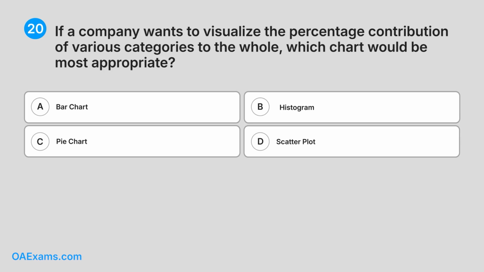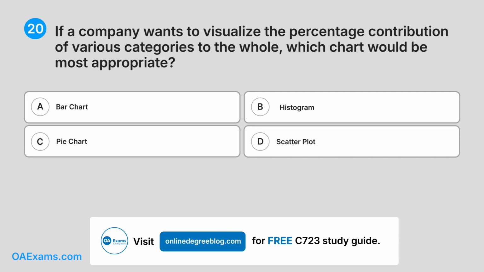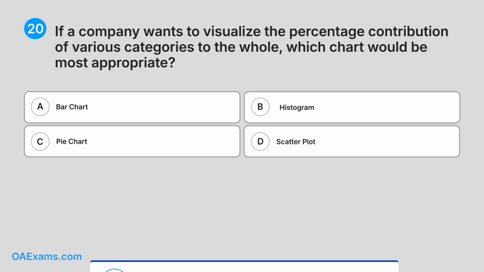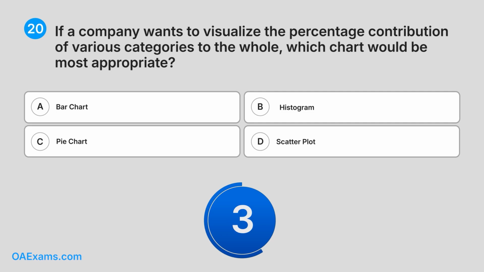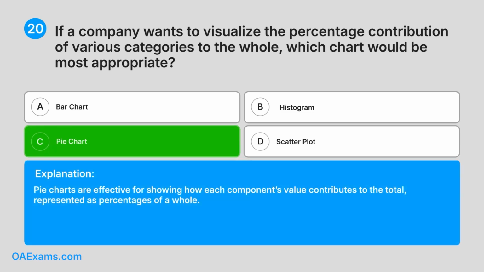20. If a company wants to visualize the percentage contribution of various categories to the whole, which chart would be most appropriate? A. Bar chart. B. Histogram. C. Pie chart. D. Scatter plot. What do you think is the answer? Correct answer. C. Pie chart. Explanation. Pie charts are effective for showing how each component's value contributes to the total, represented as percentages of a whole.